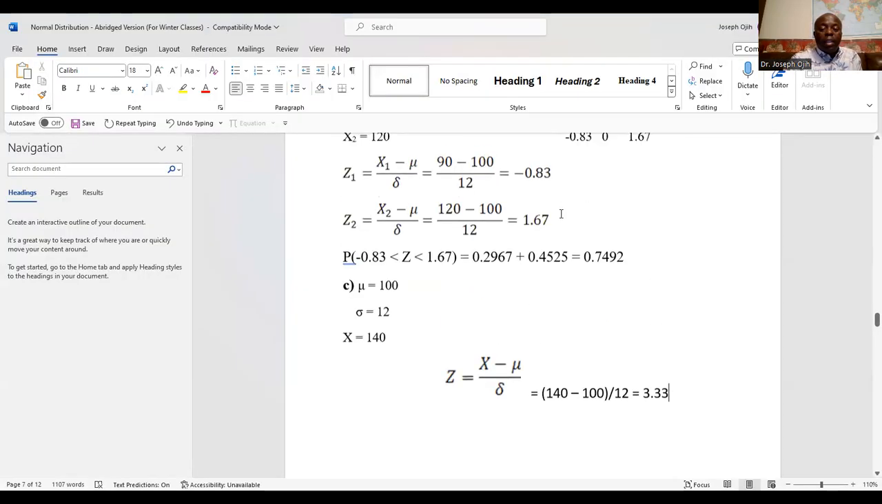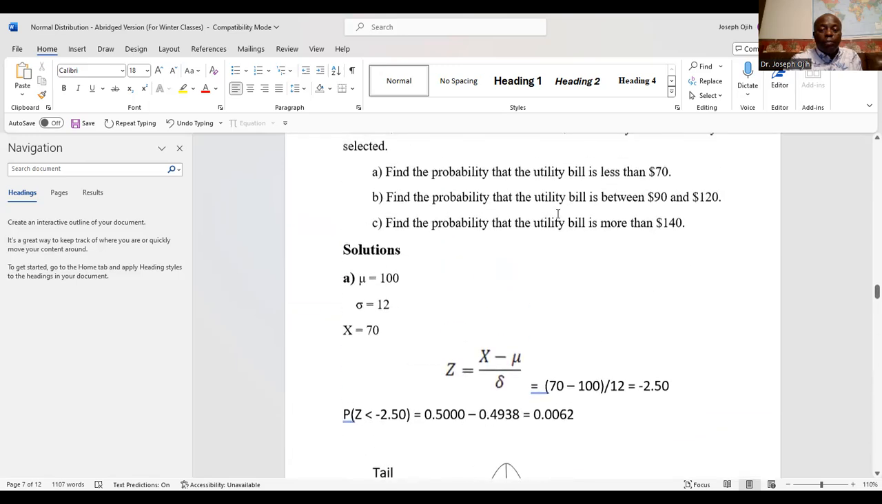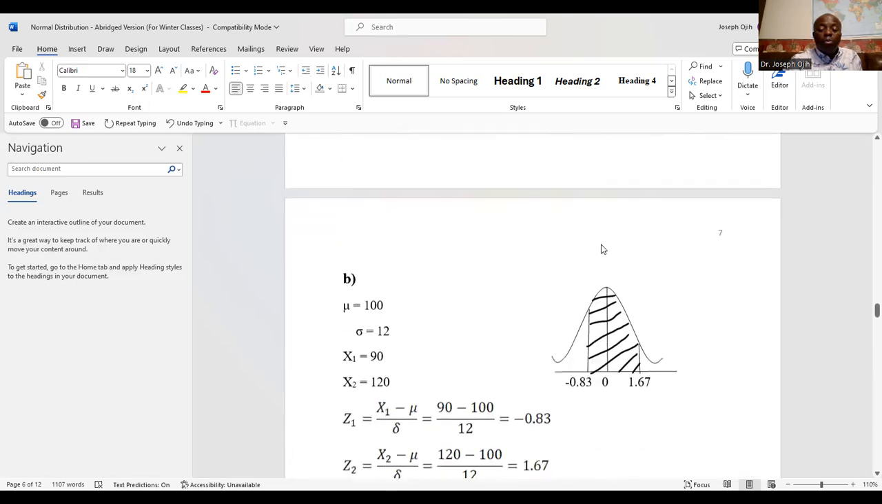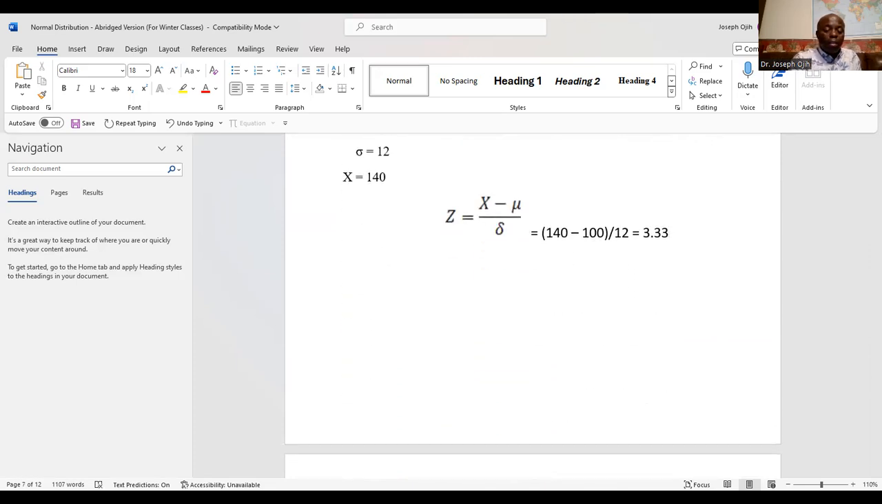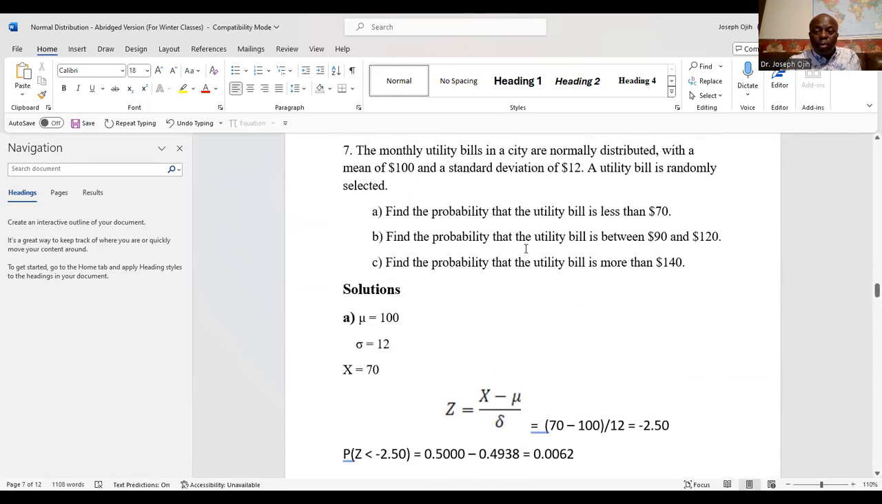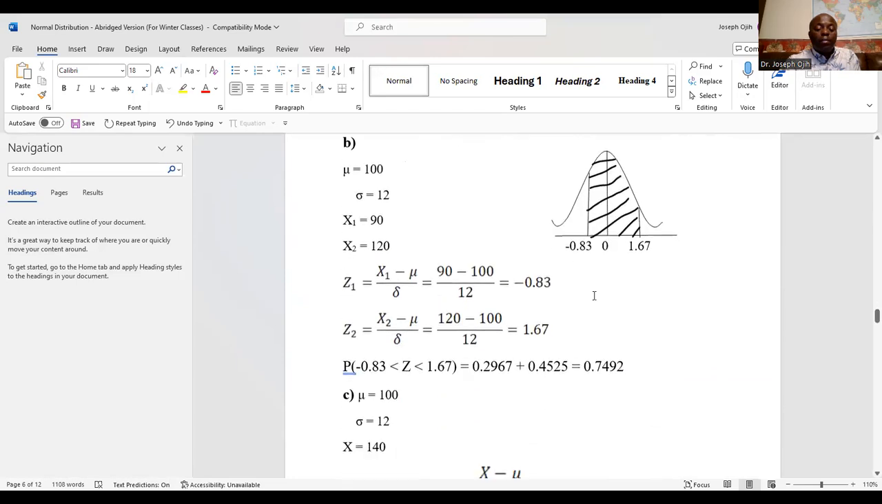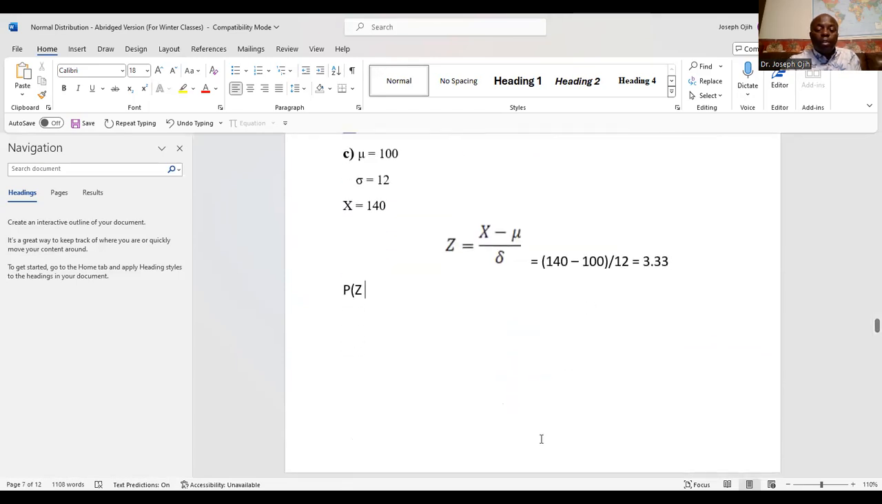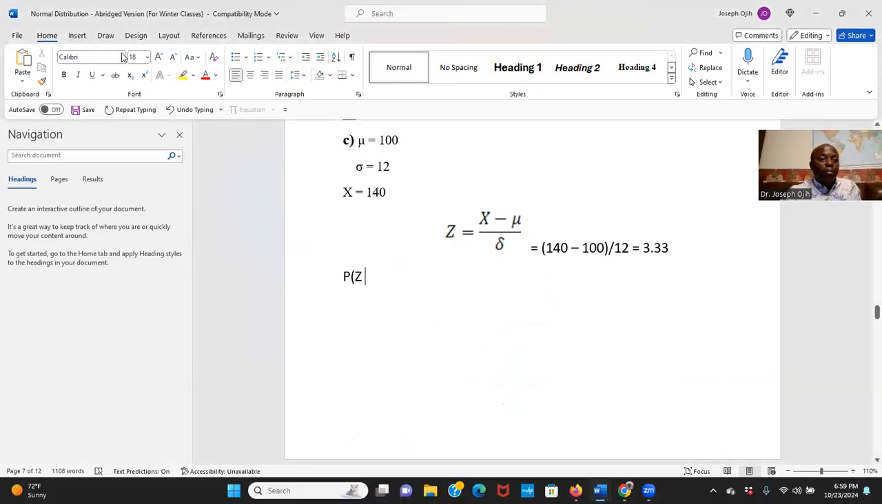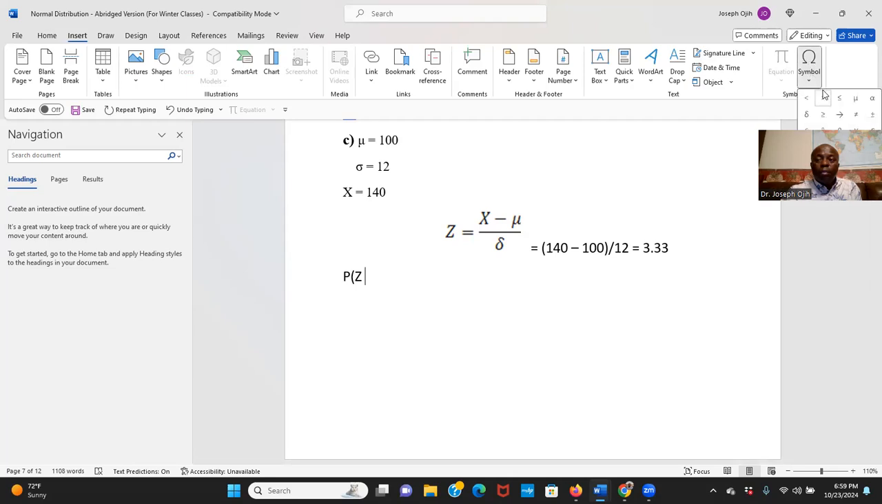So the probability that the utility bill will be more than 140 becomes the probability that Z, because now it has changed from X to Z, and 140 is now transformed to 3.33. So more than means greater than, because it says more than 140. So we're gonna put the greater than symbol right there: Z greater than 3.33.